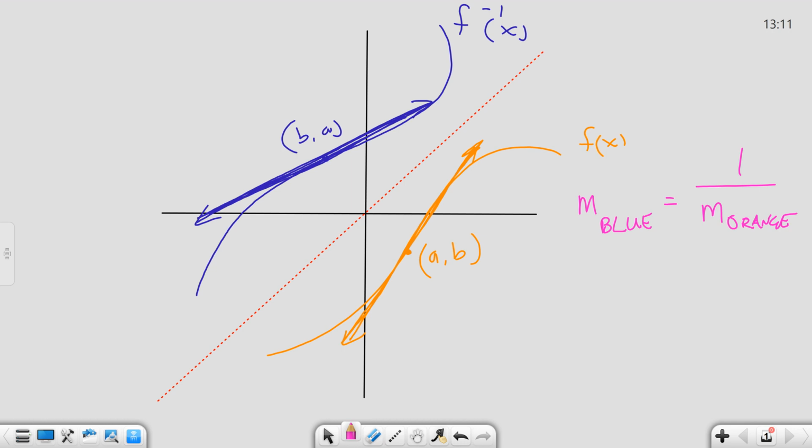Not an opposite reciprocal. That's perpendicular. Just a reciprocal. So if the slope of the orange line is 4, what's the slope of the blue line? 1/4. Done.